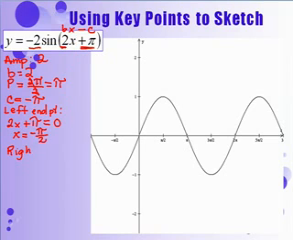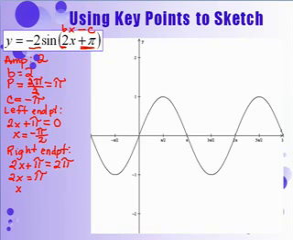Now our right endpoint, we're going to have 2x plus pi again. And for the right one, we set that equal to 2 pi. So now solving that for x, we're going to have 2x equals pi. So x is positive pi halves. Okay, let's go ahead and get our intercepts on there.